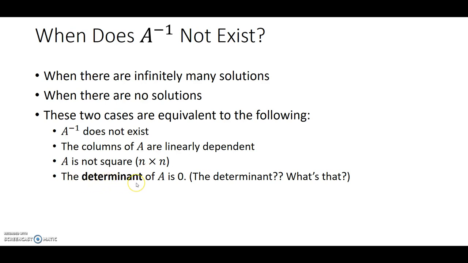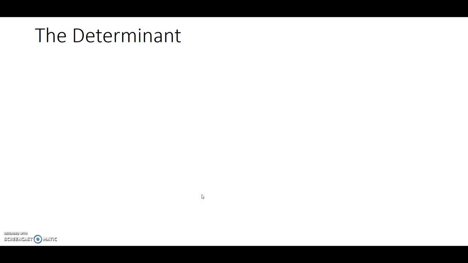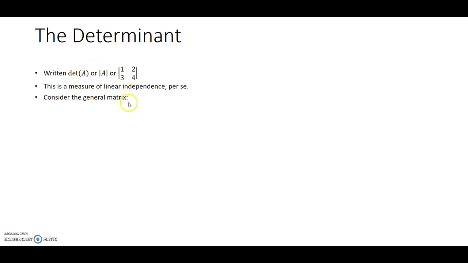And it doesn't exist when the determinant of A is 0. So what's the determinant? Well, that's one thing that we'll talk briefly about here. The determinant helps me determine the nature of a matrix A. So we'll write det A, or you can put A in these straight brackets, or you can put the matrix values inside these straight braces on either side. Well, this is a measure of linear independence in a way. It's just a value that you get when you calculate the determinant of A, and it tells you everything you need to know about invertibility.